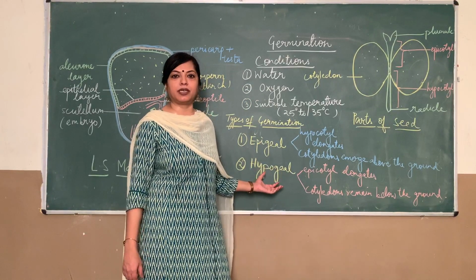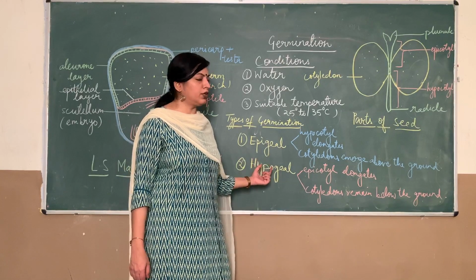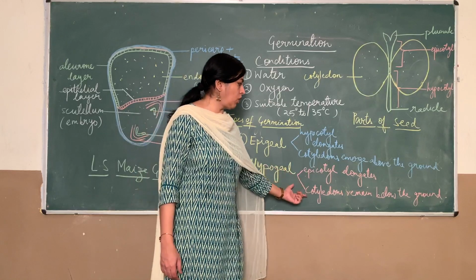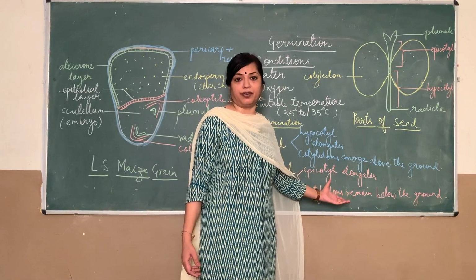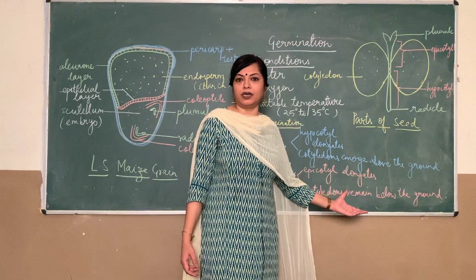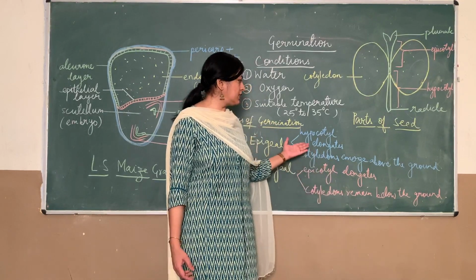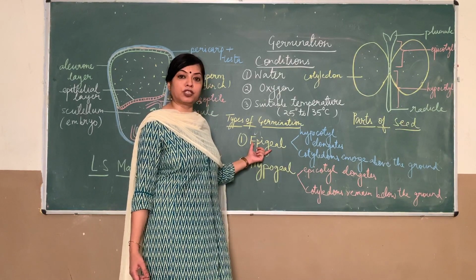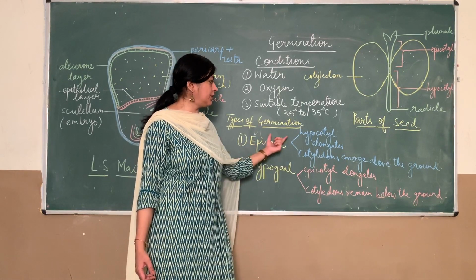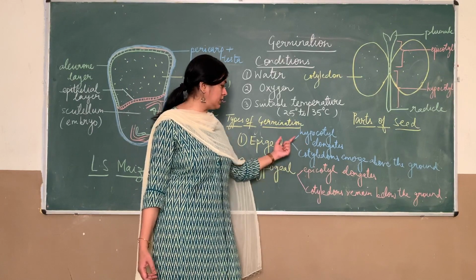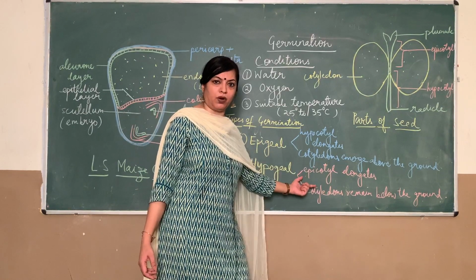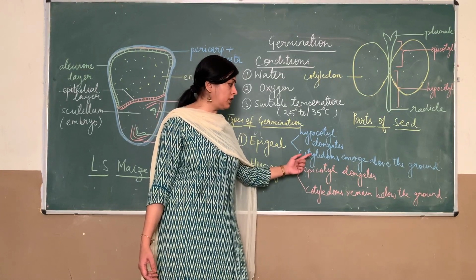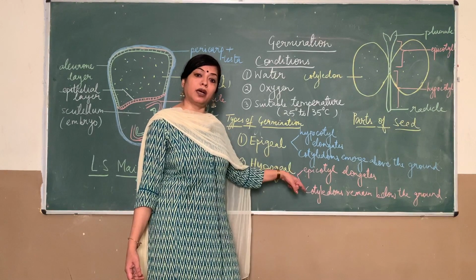Try doing it with a maize grain. So a maize grain in the soil and you will find only the plumule emerges, leaves are formed, but the cotyledon continues to remain under the ground. So two differences between epigeal and hypogeal germination. As I told you, it's opposite. In epigeal germination, hypocotyl elongates, whereas in hypogeal, epicotyl elongates. Here cotyledons come out above the ground, and here cotyledons remain under the ground.